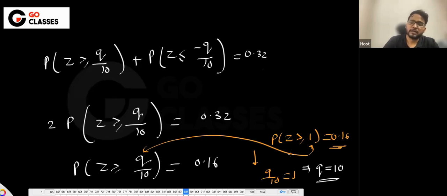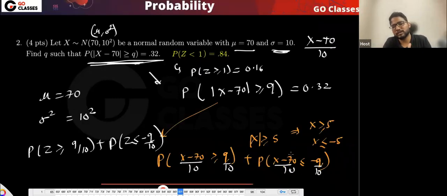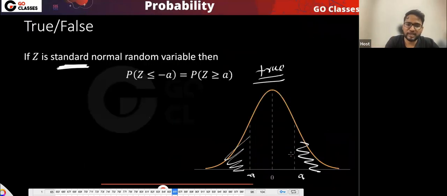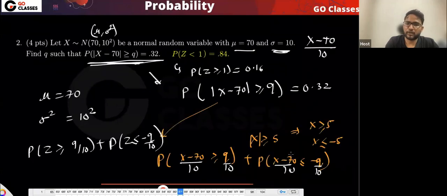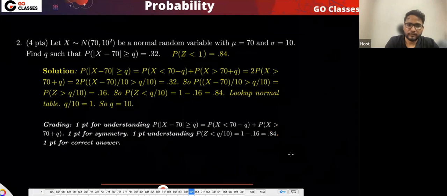See, everything will just boil down to one thing: you need to convert X to Z, and you should be able to solve all the questions. This is one good question where we are using this trick also. And that's enough of a tool that you need to have to solve any GATE question, or in future if they ask. Yeah, q is 10. Final answer is 10. Okay.